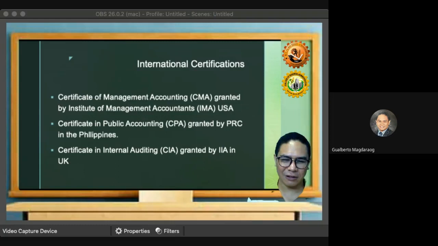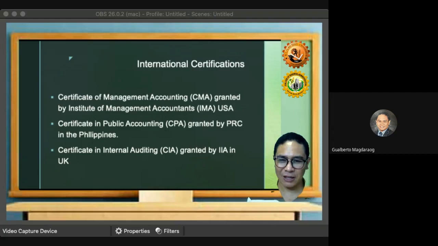Okay, let's go to this one. International certifications. When you finish your degree as BS Accountancy, aside from the CPA license issued by PRC in the Philippines, which is only a local certification, you can also secure other international certifications such as CMA or Certified Management Accountant. This is granted by IMA from the USA. And CIA from the UK, from IIA. If you will be asking me which one is cheaper, I think cheaper yung CMA as compared to CIA.